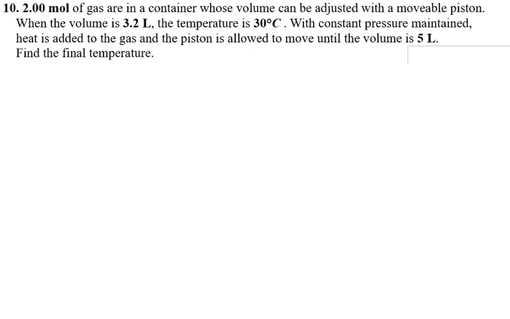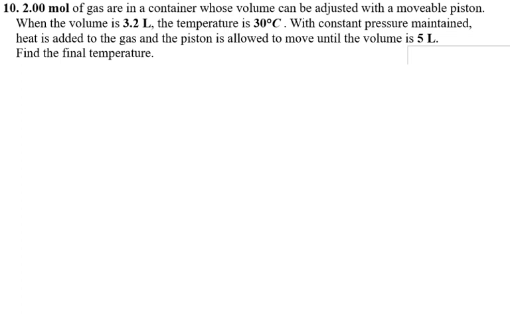In this question, they say 2 mole of gas are in a container whose volume can be adjusted with a movable piston. When the volume is 3.2 liters, or 10 to negative 3 meter cubic, the temperature is 30 degrees Celsius. With constant pressure remained, heat is added to the gas, and the piston is allowed to move until the volume is 5 liters.